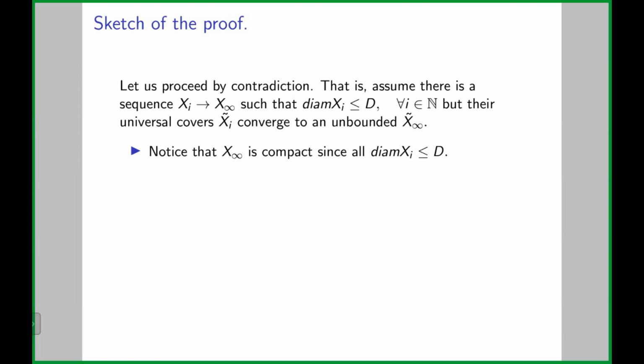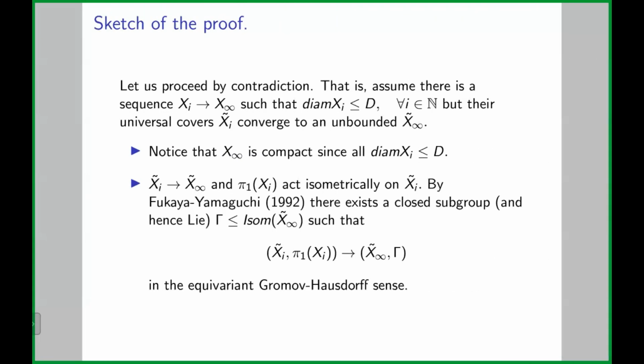And let us notice a couple of things. First, that the limit X tilde infinity is compact, as we have the uniform bound. For the converging universal covers, we have that the fundamental groups pi_1 of X_i act isometrically on each of them, and by a result of Fukaya and Yamaguchi, there exists a closed subgroup, and so a Lie group, gamma, such that the limit X tilde infinity must also be an RCD space, and the convergence is actually in the equivariant Gromov-Hausdorff sense.